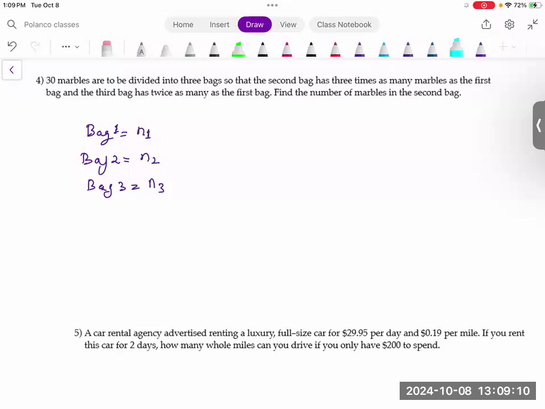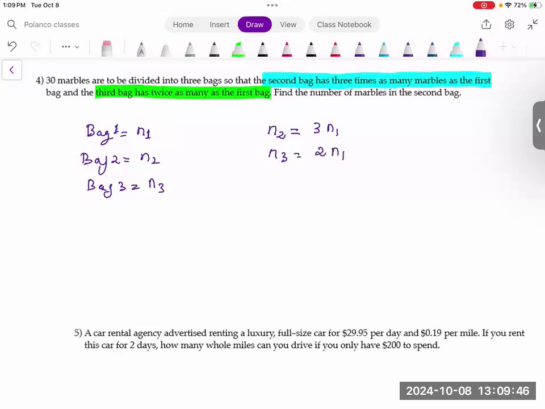So what we got here is that the second bag has 3 times as many marbles as the first bag. So how can I write this down? N2 has how many marbles? 3 times N1, or X if you want to, right? We good? The second statement: the third bag has twice as many as the first bag. Again, the first bag. So this is N3 equals 2 times N1, right?